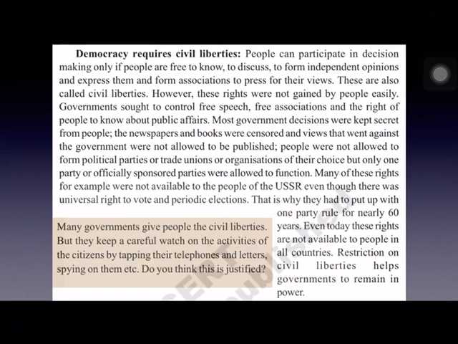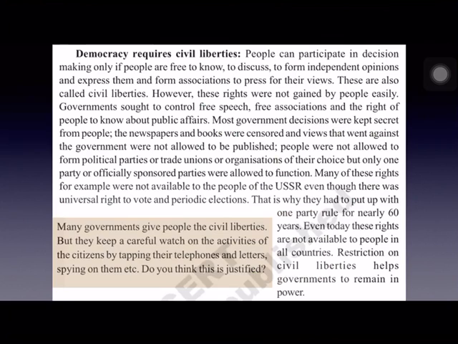Democracy requires civil liberties. Now let us see what these civil liberties are. Just now we discussed people taking part in the making of policy decisions. And people can participate in decision making only if they have freedom of speech, freedom of expression, freedom to discuss with others, to form independent opinions, to form independent associations and discuss different things, and freedom of press.